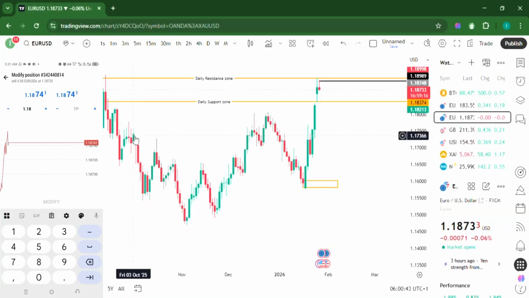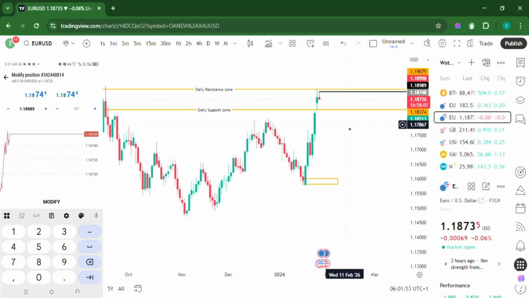Let's get into the chart. Let's look at this EURUSD setup that I am currently on. I'm currently on the trade, and you can see that price is at the resistance zone at around 1.19075.